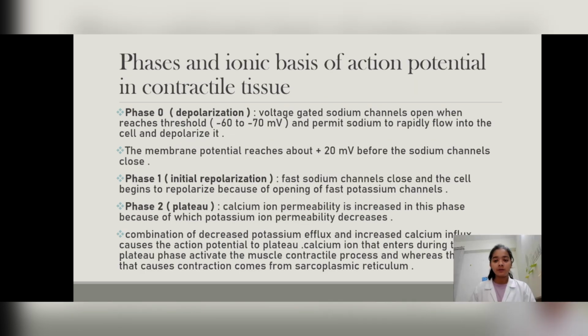Phases and ionic basis of action potential in contractile tissues. So there are a total of 5 phases. Let's discuss all phases in detail. Phase 0 is also known as the phase of depolarization. In this phase, our fast sodium channels open when threshold reaches minus 60 to minus 70 millivolt, and the potential reaches plus 20 millivolt. After that, our fast gated sodium channels are closed.